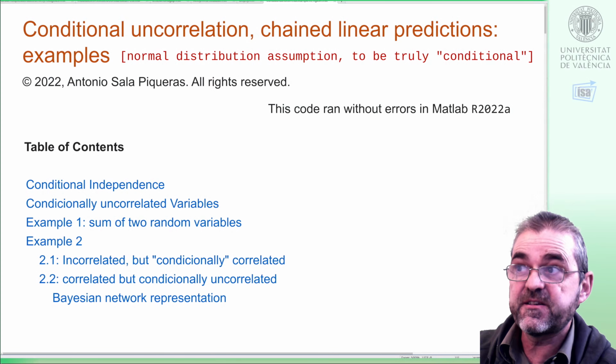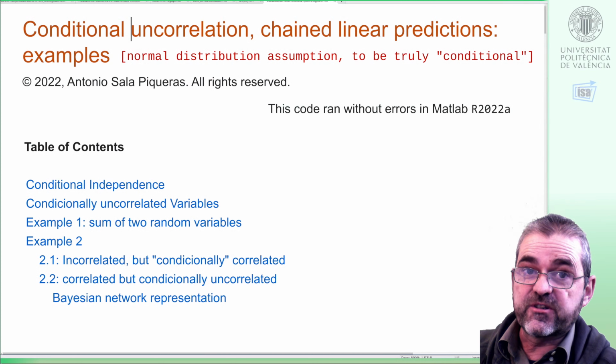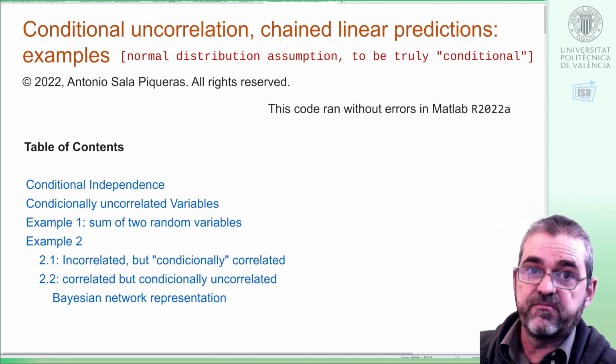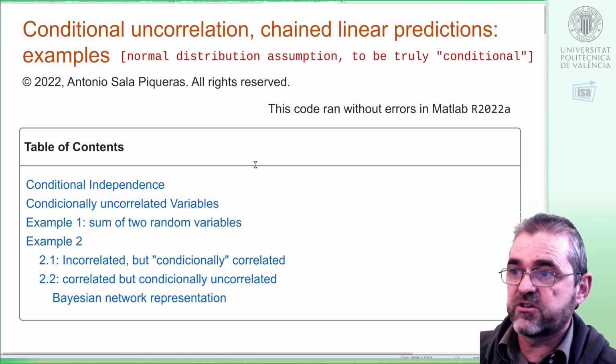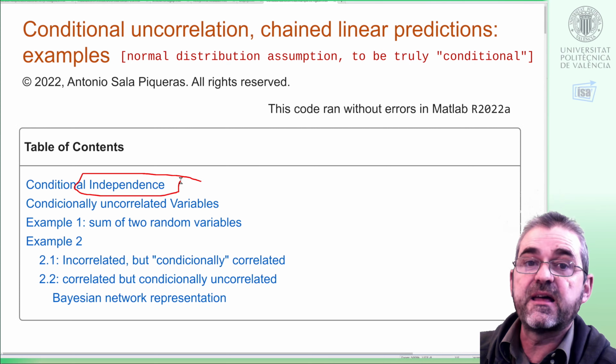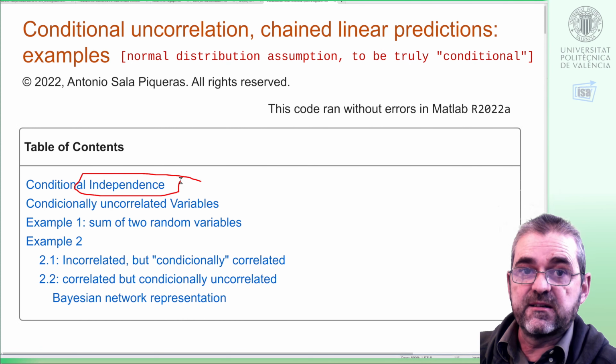I'm Antonio Sala. In this video, we'll discuss conditional uncorrelation and chain linear predictions, and we'll put forward a couple of examples. This will be a particularization of the issues of conditional independence when we are discussing only how to make linear predictions.